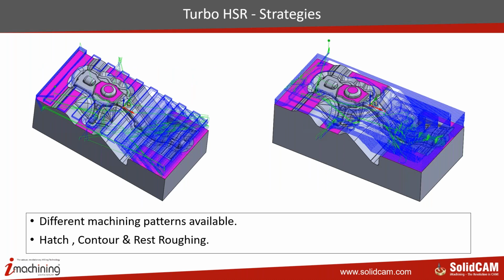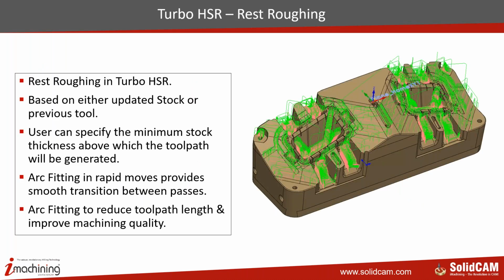For roughing, we have hatch, contour, and rest roughing. Now, the rest roughing here is based either on updated stock or the previous tool, or it can be a combination of both. The user can specify the minimum stock thickness above which the toolpath has to be generated. So he can specify, I have kept 0.5 in my previous roughing toolpath. Now just detect material more than 0.6 and only machine those areas where the material was more than 0.6. Thereby, you avoid all those small areas where the tool unnecessarily runs just to remove very fine scallops, which could have been left out by the previous operation.